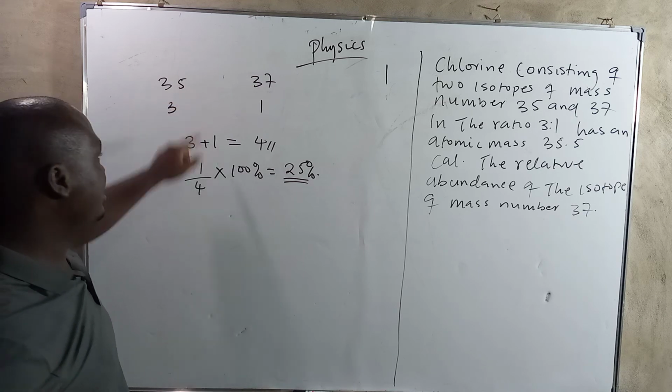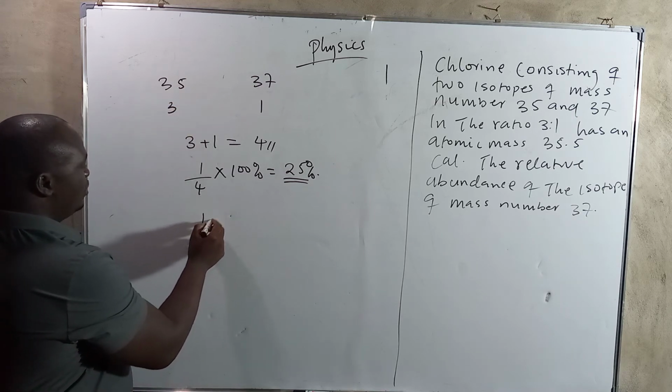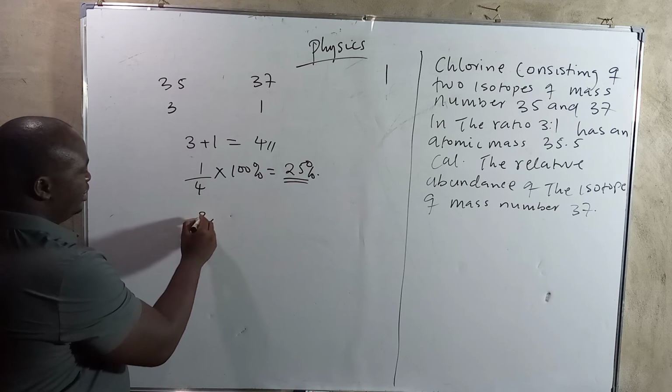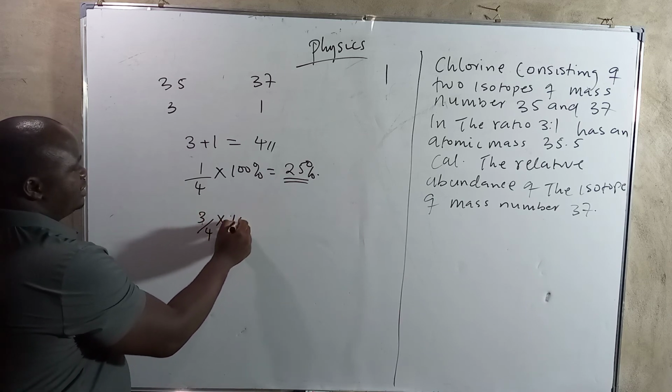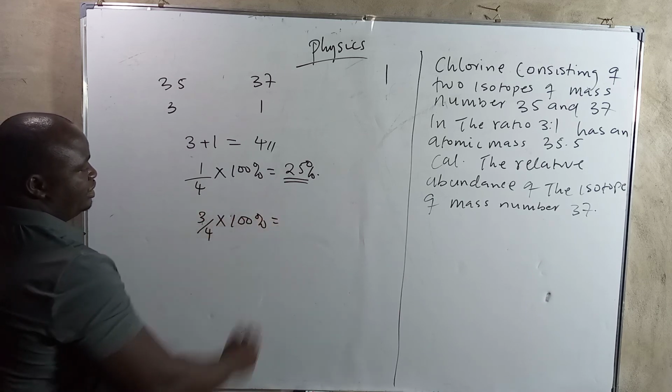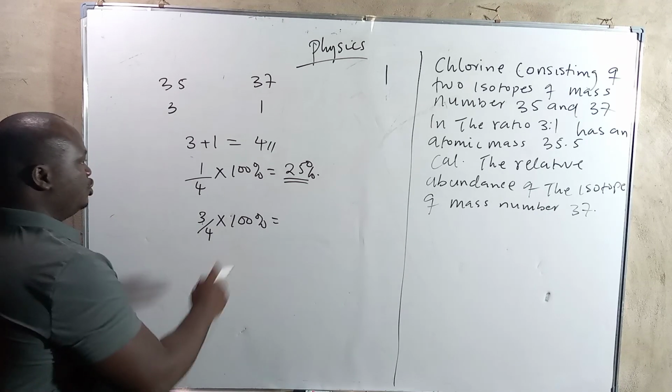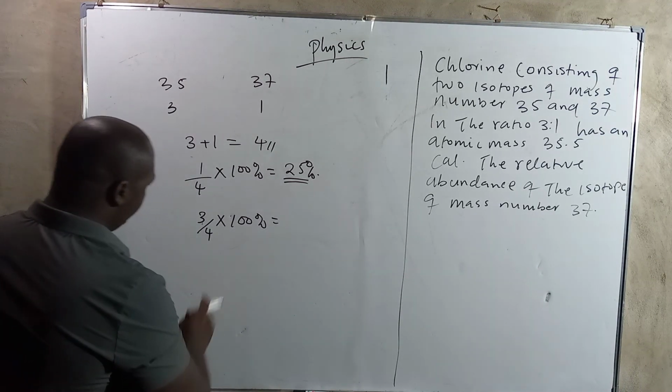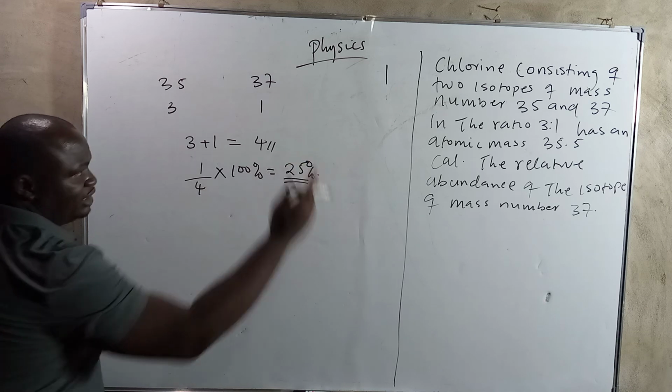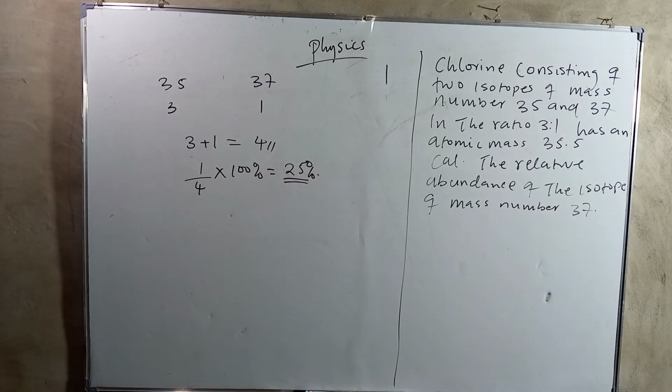Now if I ask you to calculate the abundance of the one of 35, the one that has the mass number of 35, it is simply 3 all over 4 times 100%, right? So whatever you got should be the answer. So this is it for how to calculate isotope given the ratio of the two masses.